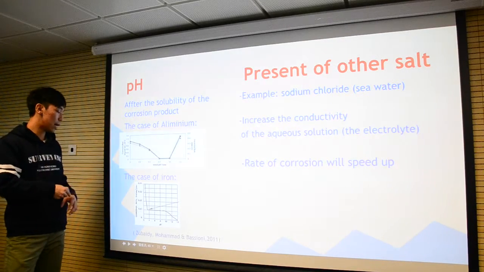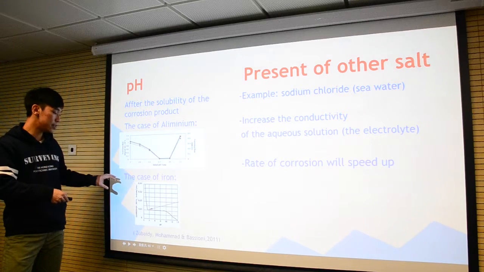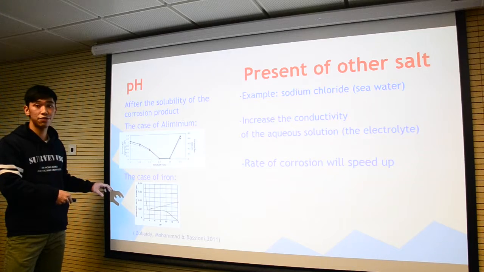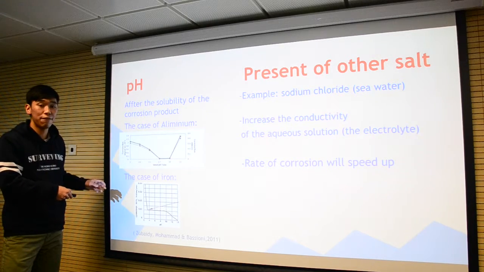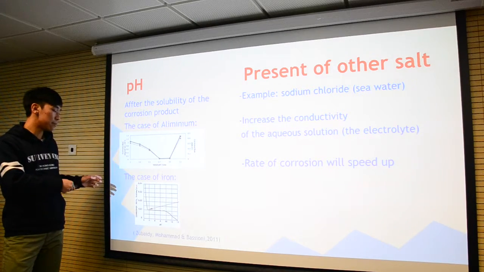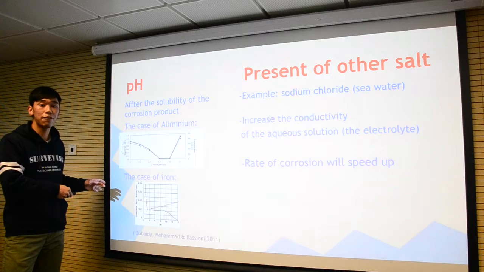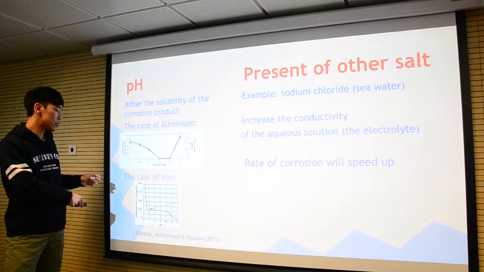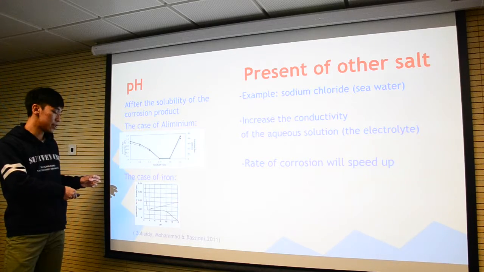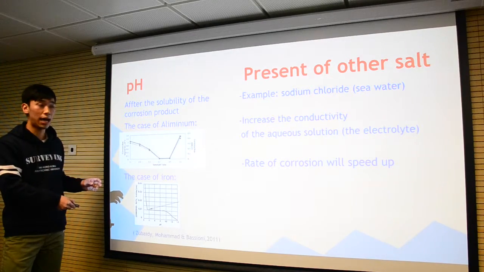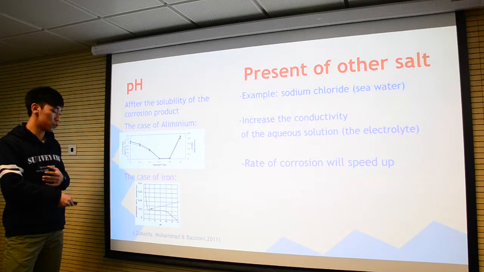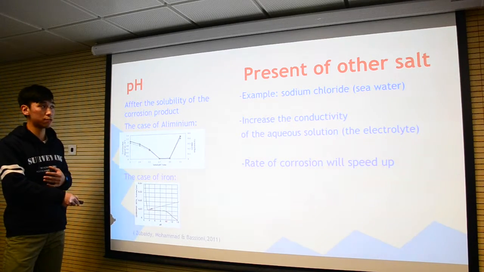And then we will talk about the case of iron. For iron, the lower the pH value, which means the more acidic the environment, the steel oxide formed will become soluble, and hence the rate becomes faster. However, in the extreme alkaline environment, the metal oxide formed becomes insoluble, so that the rate becomes lower.